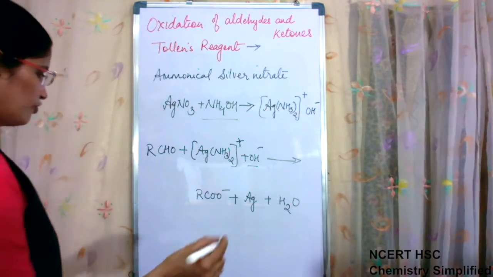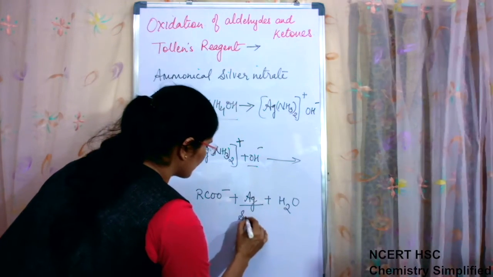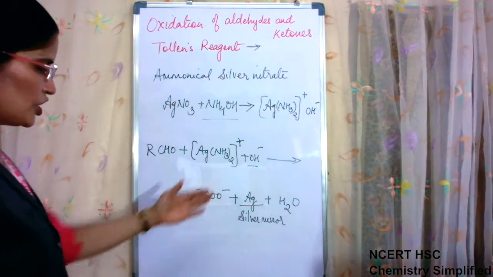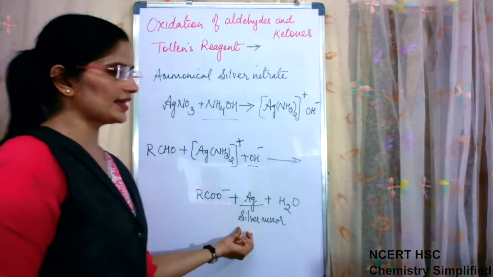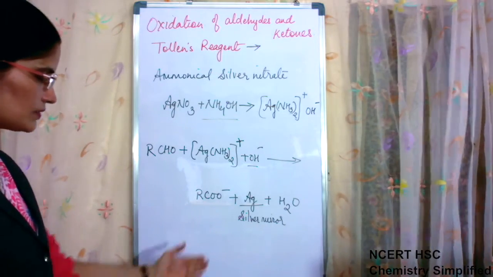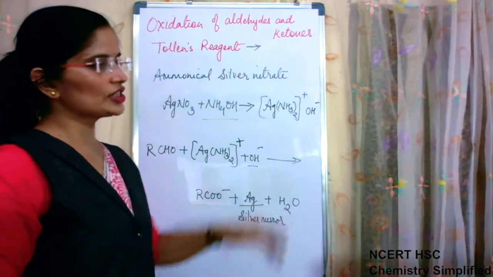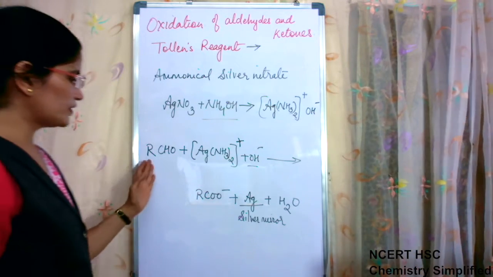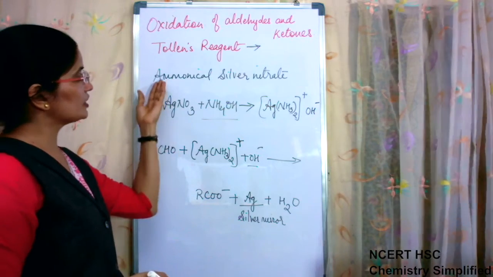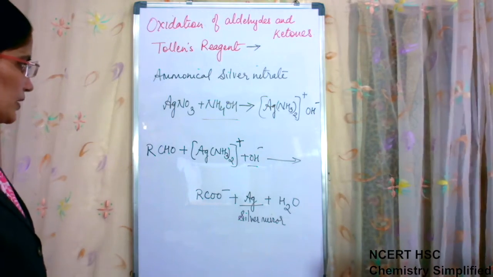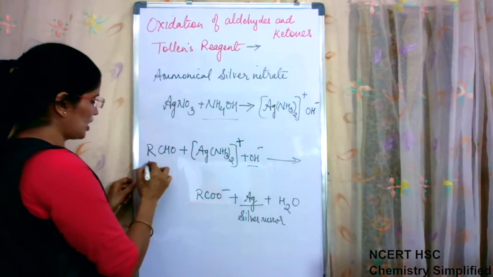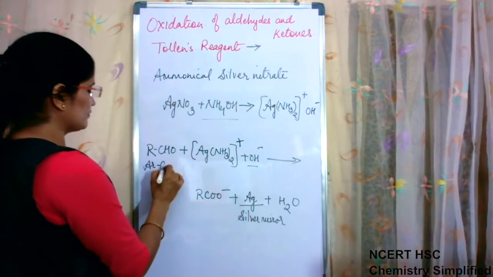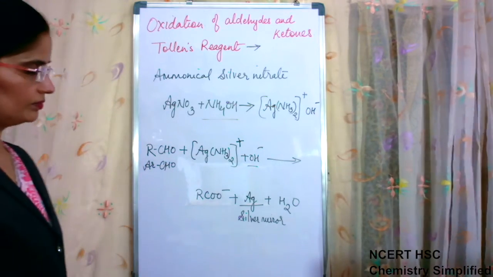water is formed. This Ag is the silver mirror, because silver metal is shiny, so it deposits in the test tube and shines like a mirror. That is why this is known as the Tollens reagent test or silver mirror test. This will be given by aldehydes because it is a weak oxidizing agent. This R may be Ar also, meaning both aliphatic as well as aromatic aldehydes will give this test.